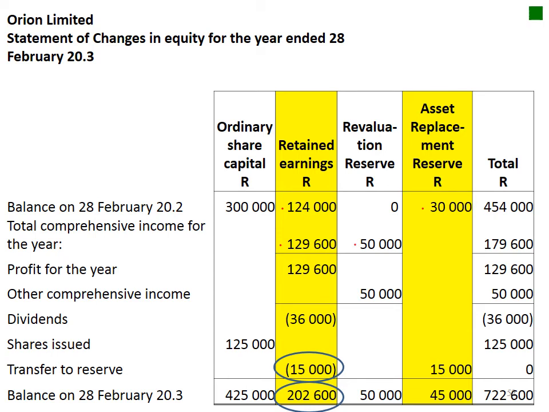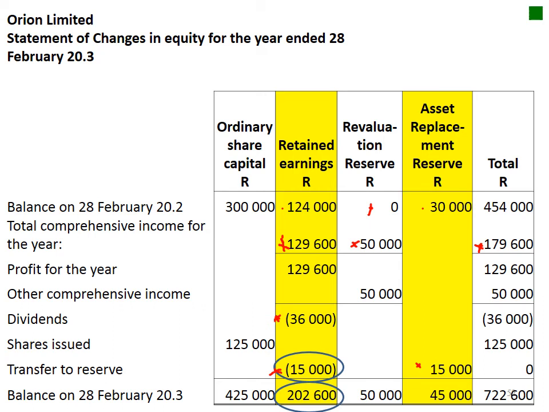So those two amounts together give you the 179,600 that was at the bottom of the statement of profit and loss and other comprehensive income. So the revaluation reserve started off with 0, and we added 50,000 to that during the year. The 129,600 was the profit after tax that we'd worked out. Then we'd also worked out that shareholders were going to get a dividend of 36,000, and we were going to transfer 15,000 out of retained earnings into the asset replacement reserve.